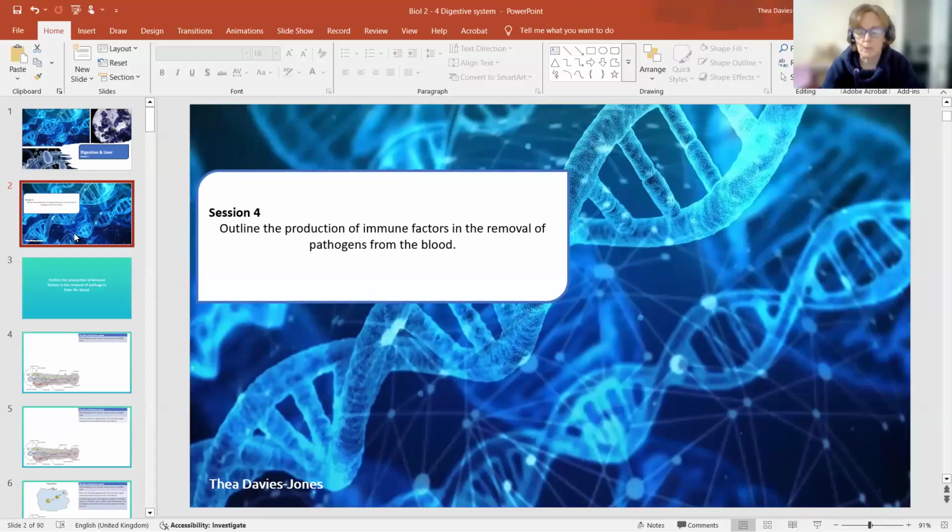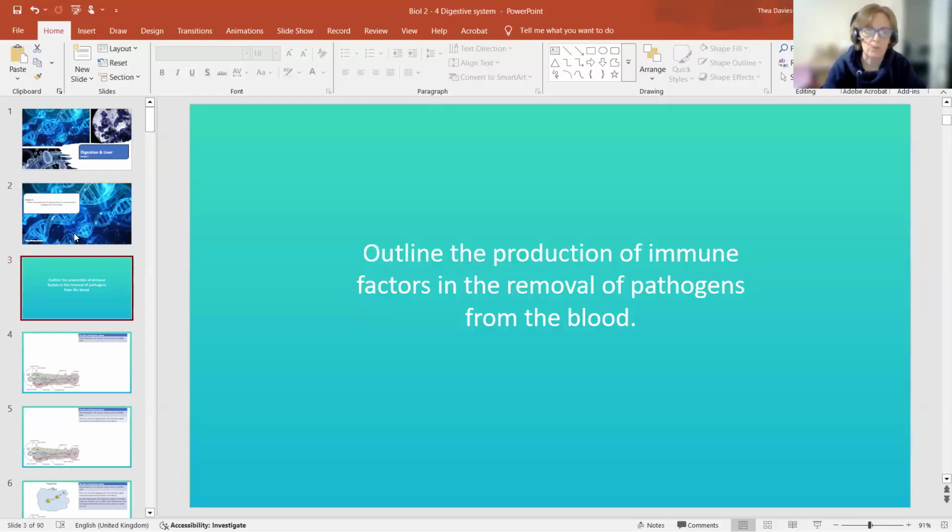What I thought I'd do is go into a bit more depth because we were a little bit ahead of schedule. We've got time, so we can go into some more detail about the immune factors and the removal of pathogens in the liver, because there's quite a lot going on there. There's lots of specialized cells, so it's a really important organ.